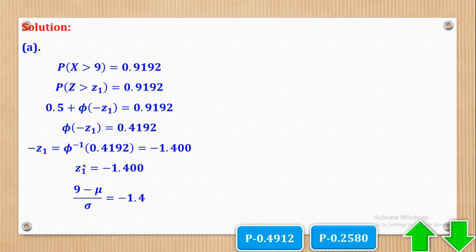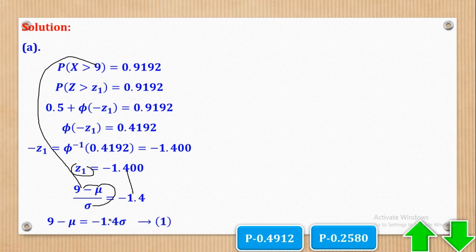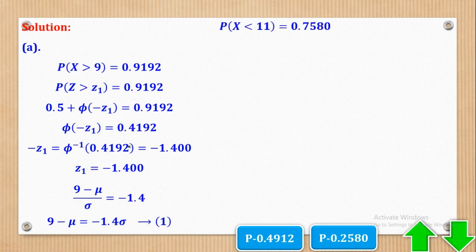Now from there we remember that z1 is got by standardizing x, and our x was 9, so it will be x, which is 9, minus mean over standard deviation, and that z1 is equal to negative 1.4. Therefore when I cross multiply, I will come up with equation 1, which is 9 minus mu, which is mean, is equal to negative 1.4 sigma. So that is the first equation.